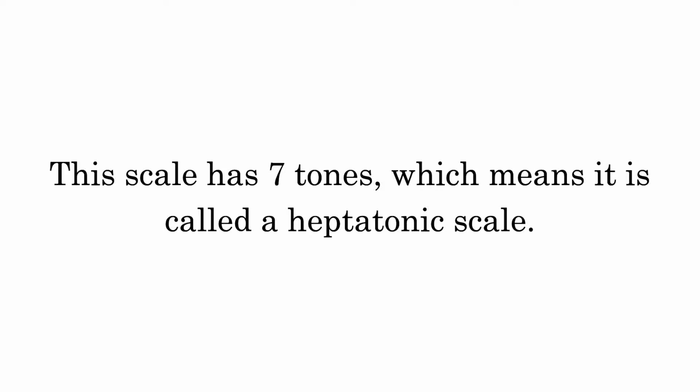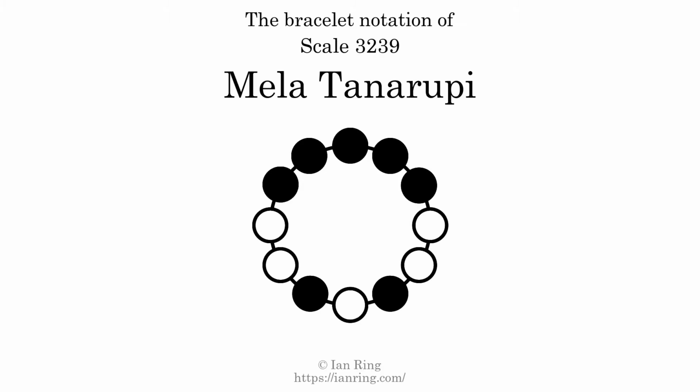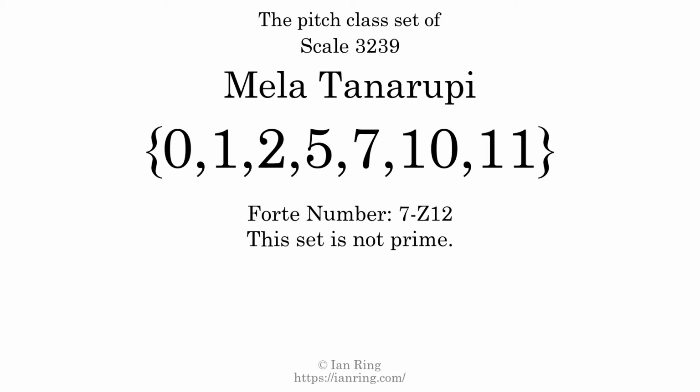This scale has 7 tones, which means it is called a heptatonic scale. This is a bracelet notation diagram of scale 3239. The shaded circles represent tones that appear in the scale, and they are read clockwise, starting at the top. The pitch class set for this scale is 0, 1, 2, 5, 7, 10, 11.